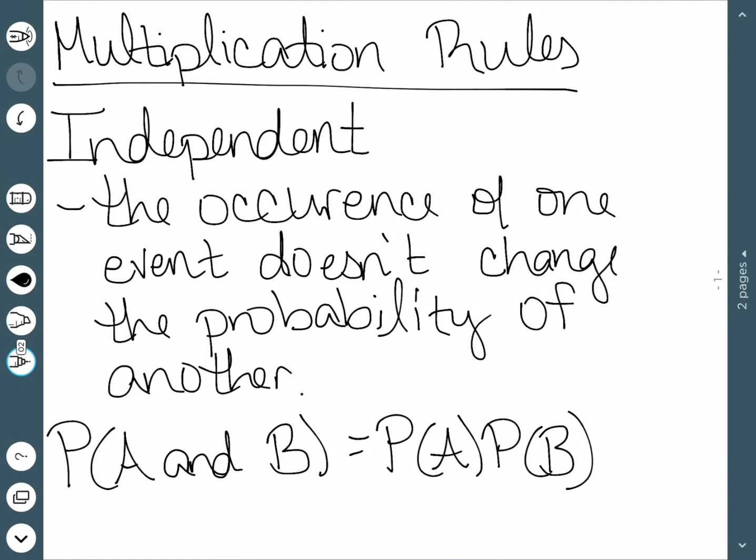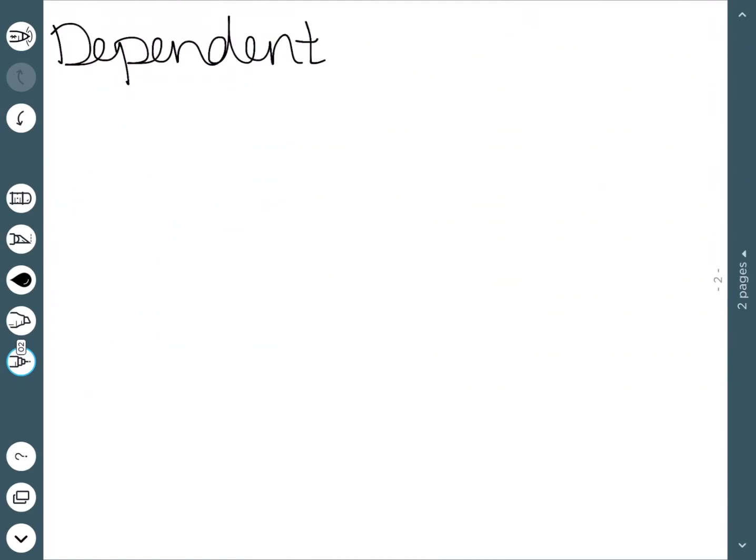What if they're not? If our events are dependent, then the probability of something happening is going to affect the next thing. For instance, if I'm drawing cards, once I draw the first card, if I don't stick it back in the deck, it's going to change my probability of the next card I'm going to draw because I can't redraw the first card. That would be an example of a dependent event.